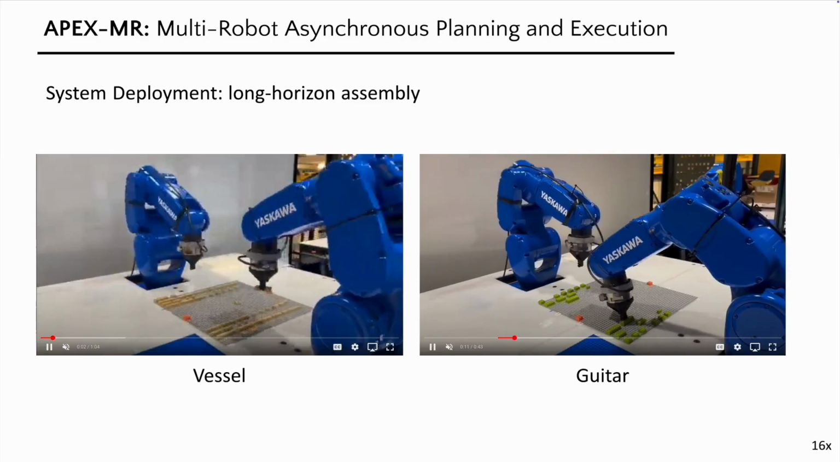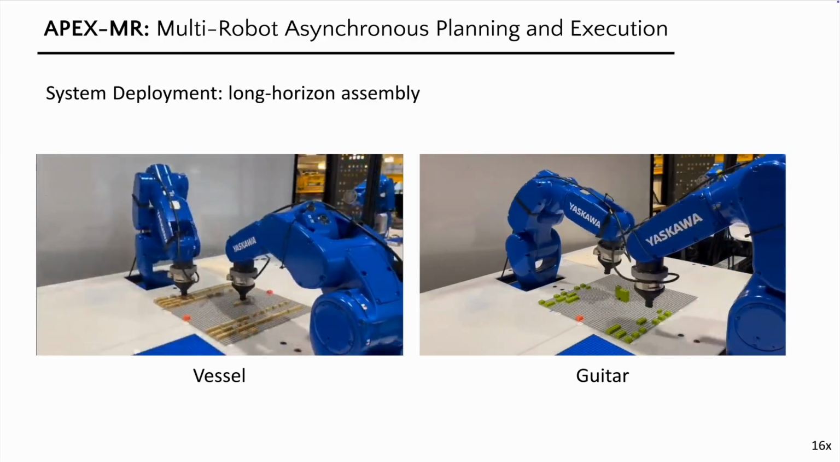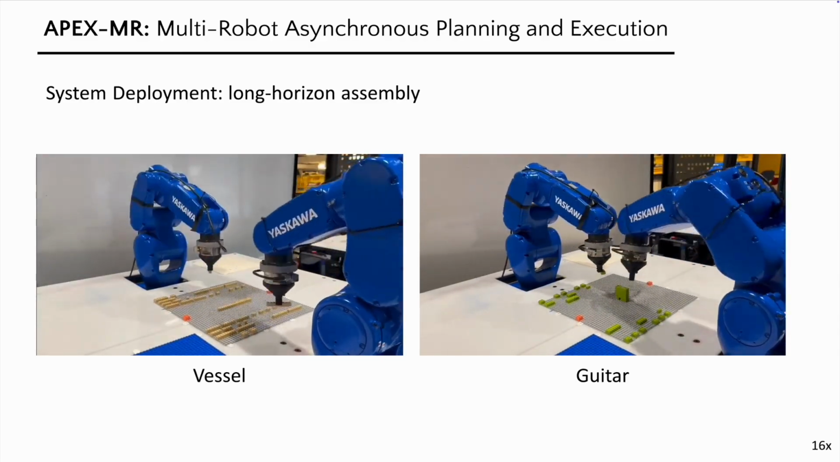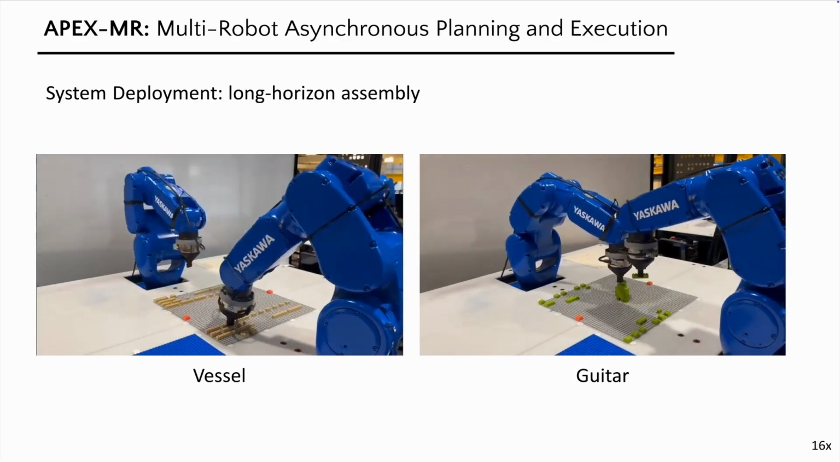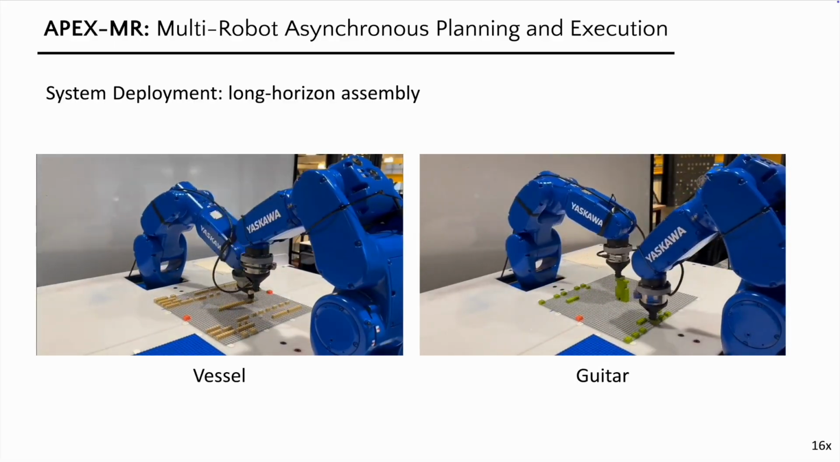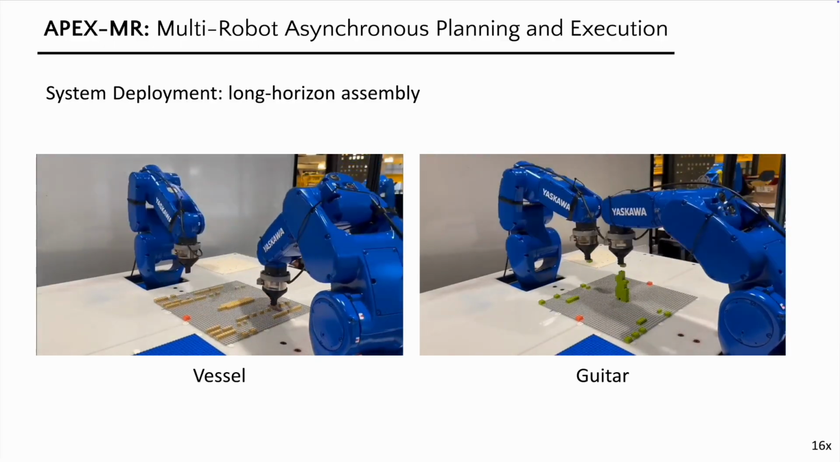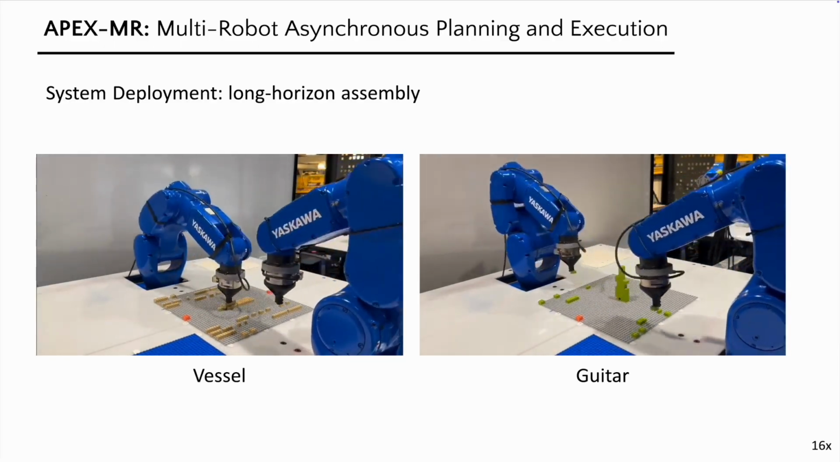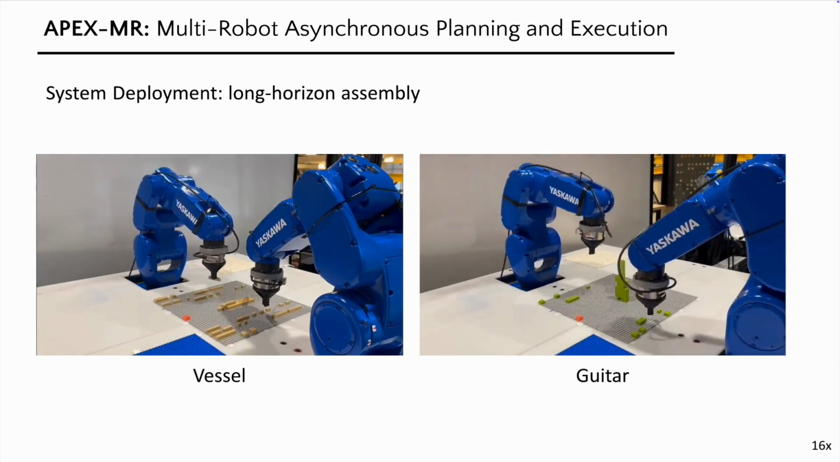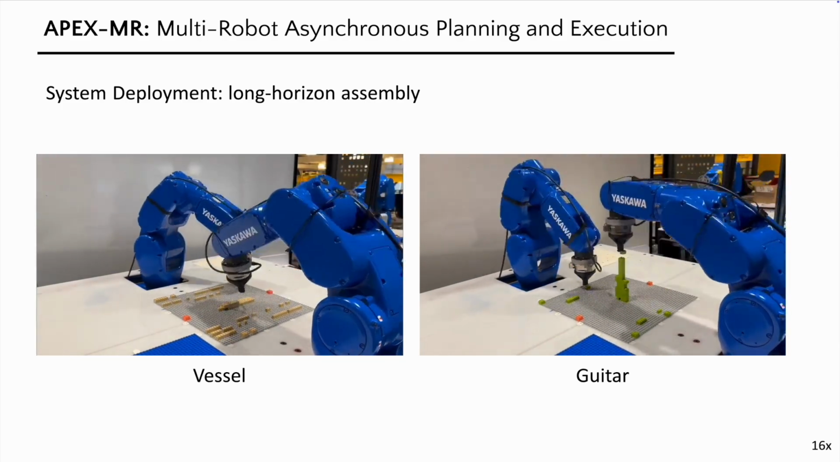To further demonstrate the capability of Apex MR, we deploy it to a real dual industrial arm system. These 2 videos show the system building the vessel and guitar structures, which are long horizon assembly tasks with 36 and 24 steps. We can see that Apex MR can safely and efficiently coordinate the robots to accomplish the long horizon tasks.